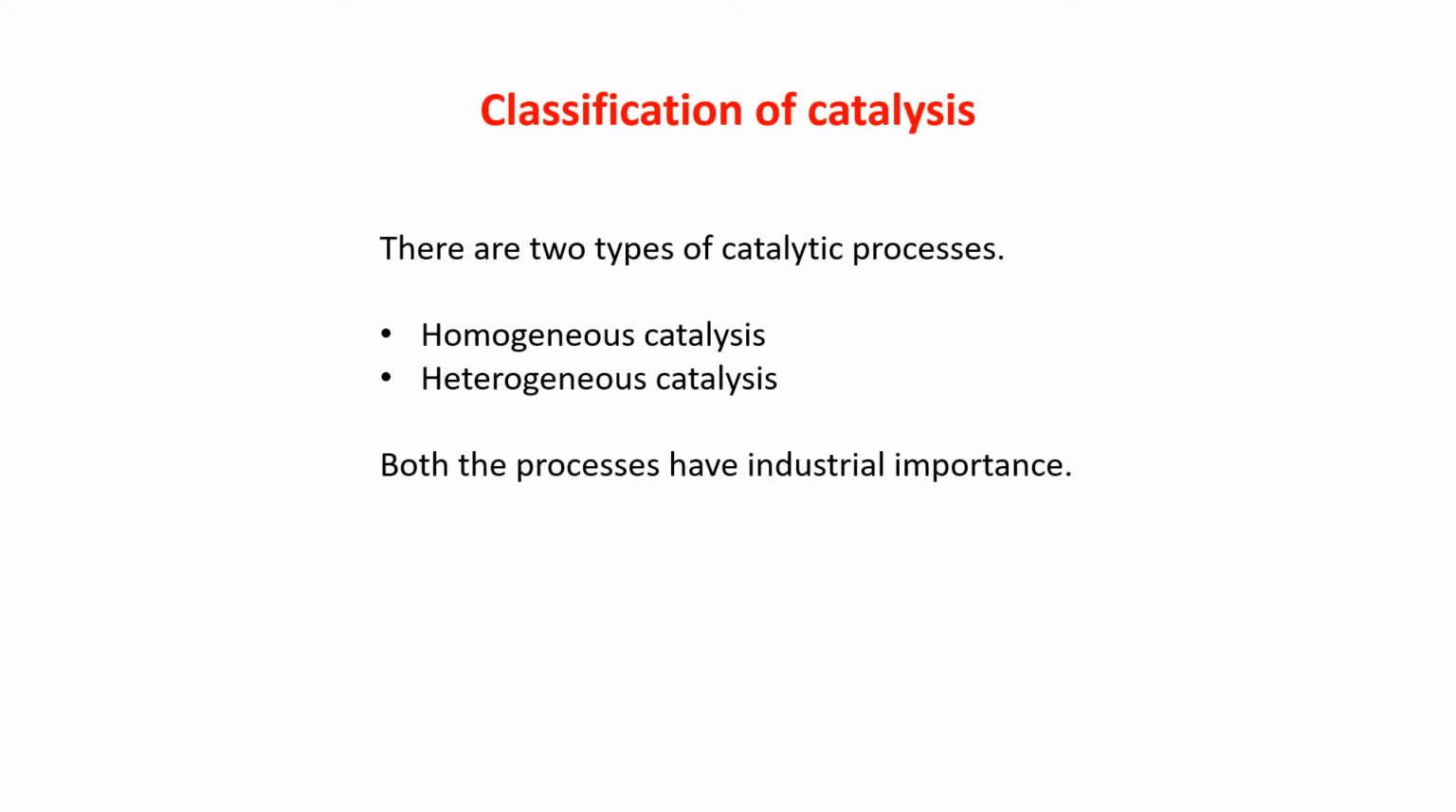Classification of catalysis. There are two types of catalytic process: homogeneous and heterogeneous catalysis. Both the processes have industrial importance. In the following slides, we will study about the homogeneous and heterogeneous catalysis.